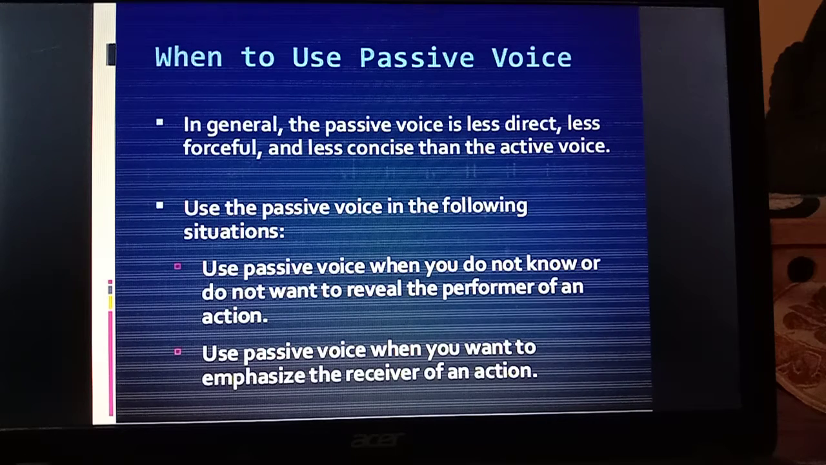So passive voice can be used when you do not know or do not want to reveal the performer of an action, means when you don't want to give preference to the performer, you can use passive voice. You can use passive voice when you want to emphasize the receiver of an action, when you want to emphasize the receiver of the action rather than the doer of the action. So you can use passive voice there also.